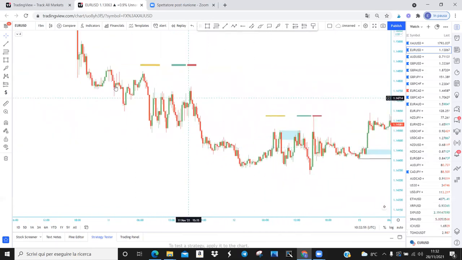What do we have here? London manipulation to the upside. When I say manipulation, I just mean that we are creating a move in the opposite direction before actually taking the direction that the market wants to take, okay?